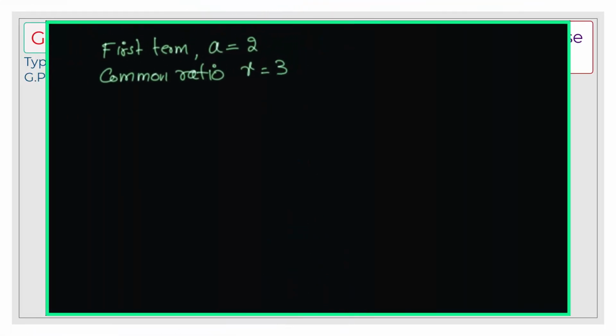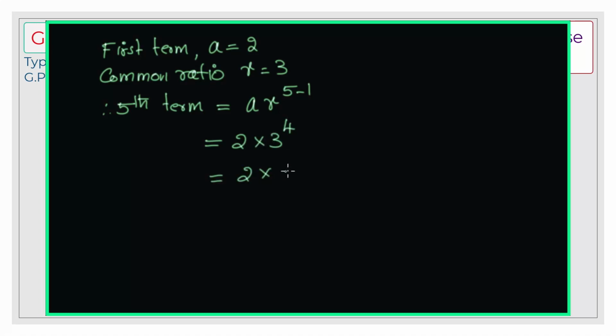So now we have A equal to 2 and R equal to 3. Therefore, the fifth term of the GP is AR raised to 5 minus 1. That is AR raised to 4, which is equal to 2 into 3 raised to 4, which is 162.